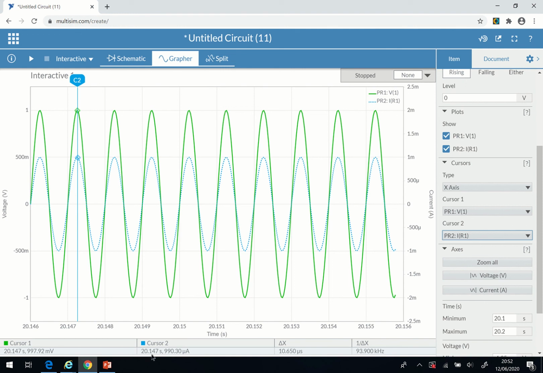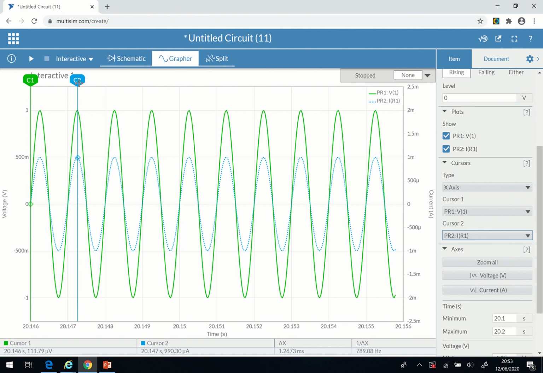Now let's look at the time that the current achieved its maximum value of 990.30 microamps, and it's the same, 20.147. So in short, you can see that they both achieved their maximum values at the same time, which tells us that they are in phase. They rise and fall together at the same time.